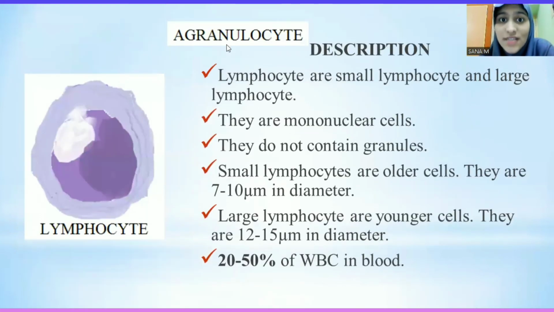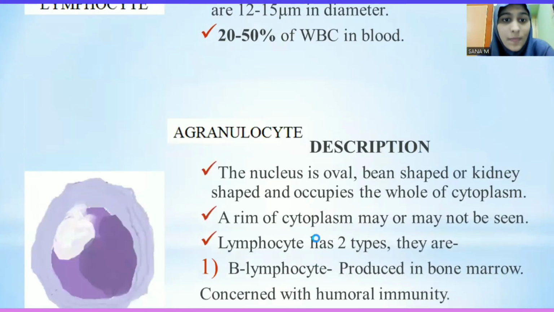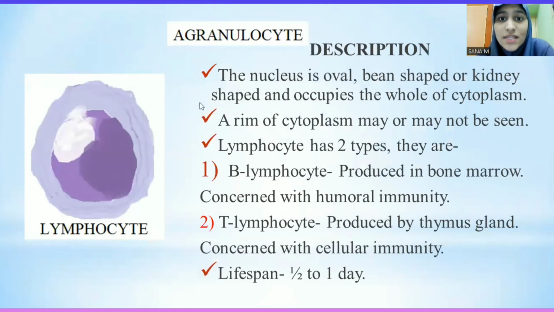Coming to agranulocytes, now let us see about lymphocytes. Lymphocytes are small lymphocyte and large lymphocyte. They are mononuclear cells. They do not contain granules. Small lymphocytes are older cells. They are 7 to 10 μm in diameter. Large lymphocytes are younger cells. They are about 12 to 15 μm in diameter, 20 to 50% of WBC in blood. The nucleus is oval shaped, bean shaped, or kidney shaped, and it occupies almost the whole of the cell. A rim of cytoplasm may or may not be seen.